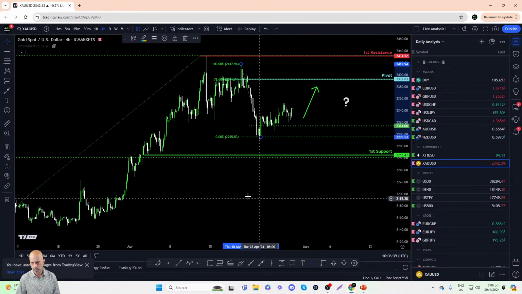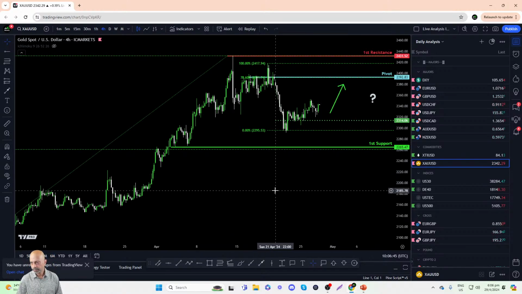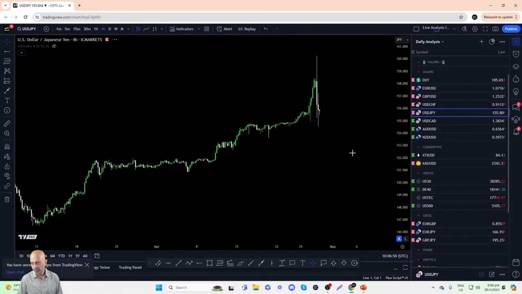long positions on gold. All right, okay, there's also a request on dollar yen. Yeah, so let's get to that as well. All right, then we'll cover oil afterwards.